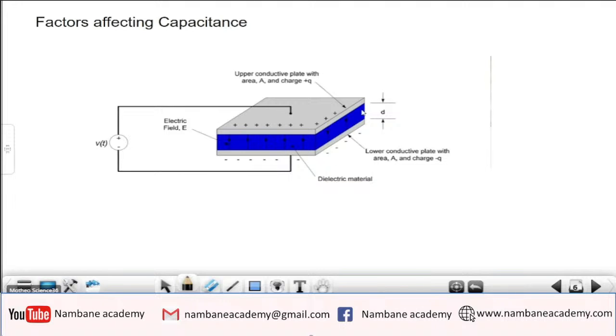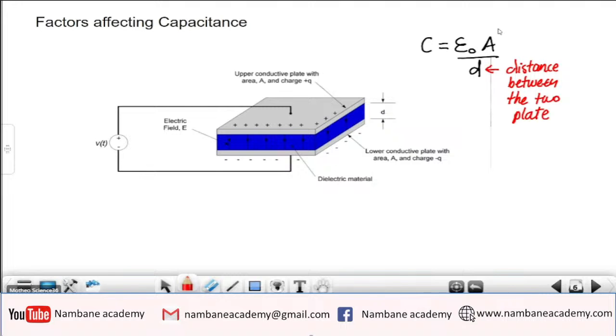This blue area here is the distance between the two plates, which we can use in the specific formula. This formula: permittivity of free space, area divided by distance. So in this formula itself, you've got variables that can affect capacitance. The area can affect it, as well as the distance between the two plates. So because these are variables playing a role, we can even solve that by calculation.